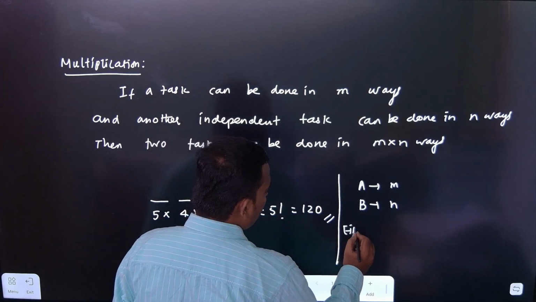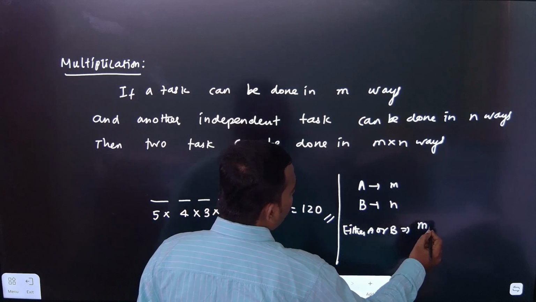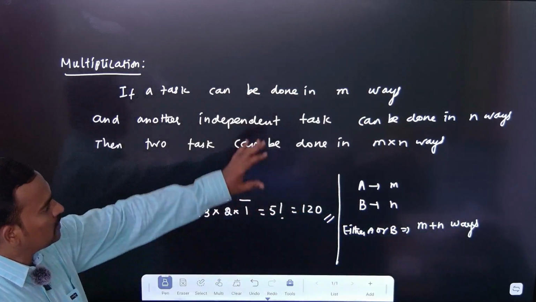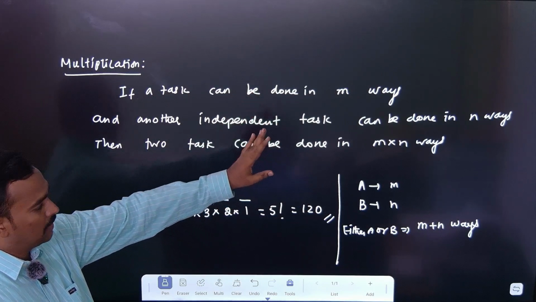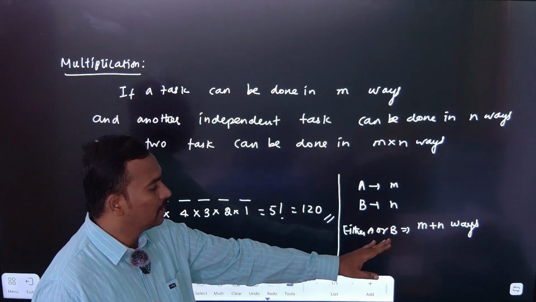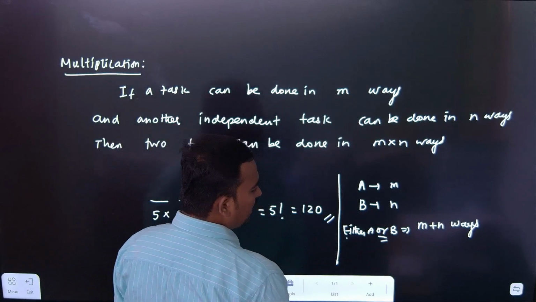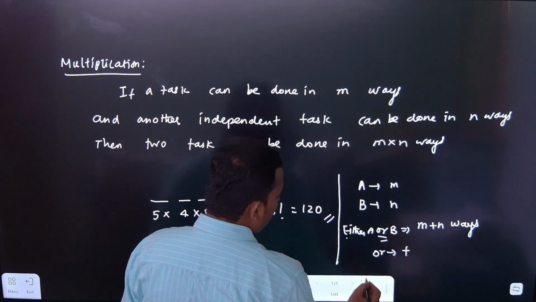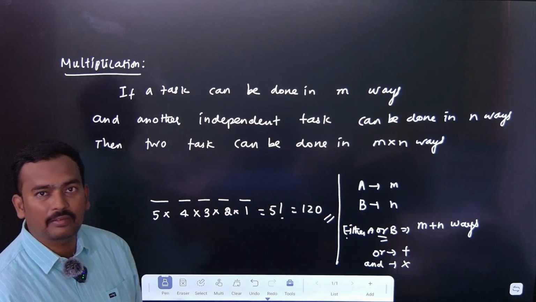Either A or B occurring is m plus n ways. Clear? In the first situation both events happen at the same time, but here both events cannot happen at the same time. That means either A or B. Whenever "or" is used, you have to use addition. Or means addition, and "and" means you have to use multiplication. I hope everyone understands, right?